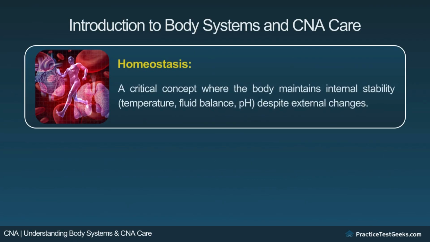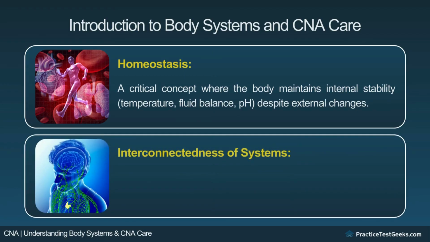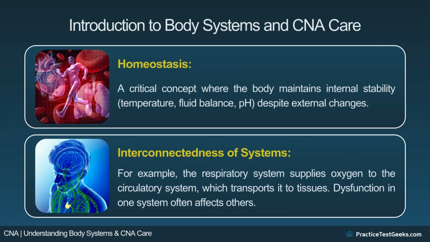Homeostasis is a critical concept where the body maintains internal stability, such as temperature, fluid balance, and pH, despite external changes. CNAs must understand that illness or injury can disrupt homeostasis, necessitating attentive care. Systems are interconnected. For example, the respiratory system supplies oxygen to the circulatory system, which transports it to tissues. Dysfunction in one system often affects others.